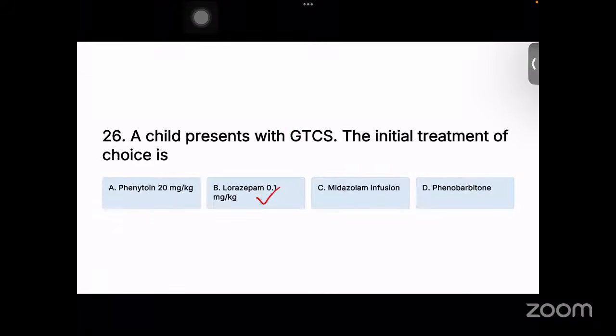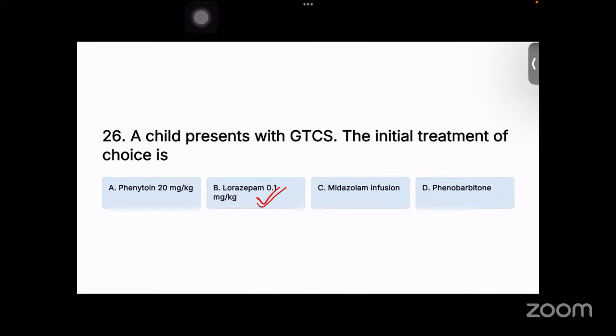Next, a child presents with GTCS, the initial treatment of choice. The first line of choice is always a BZD, people, benzodiazepine. So here you may argue with me, there is midazolam and phenobarbital. Phenobarbital is outdated and midazolam is used for refractory status. So the ideal drug of choice here, among what we are left with, is lorazepam 0.1 mg per kg. You can use phenytoin, but as a second line, not as an initial treatment. So the initial treatment of choice is lorazepam.